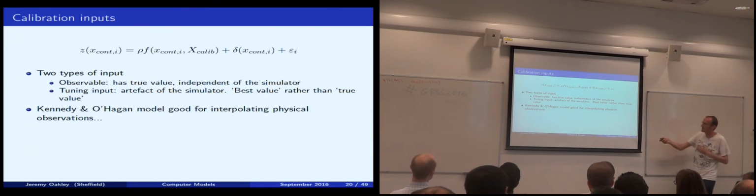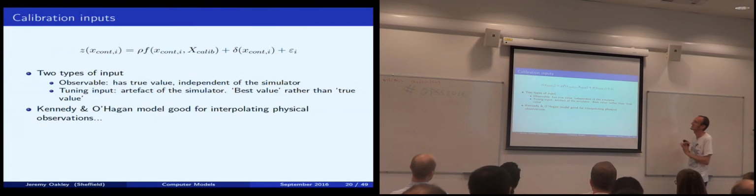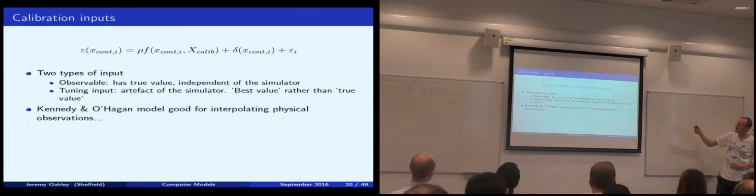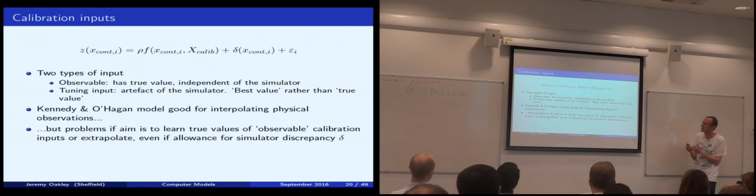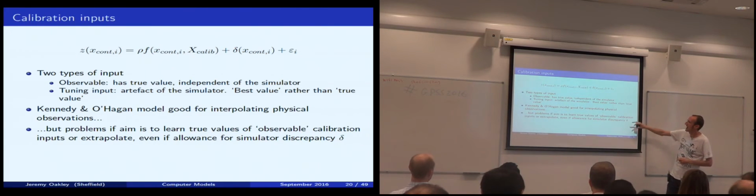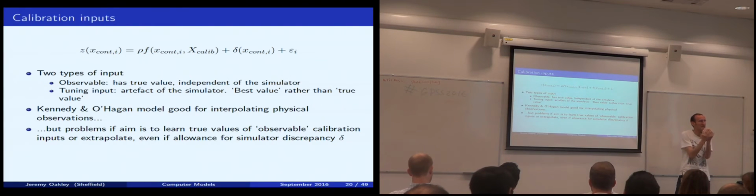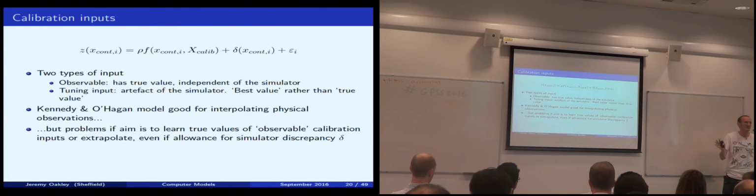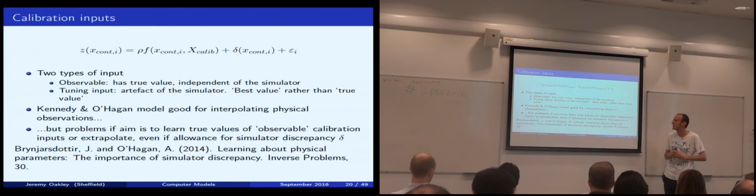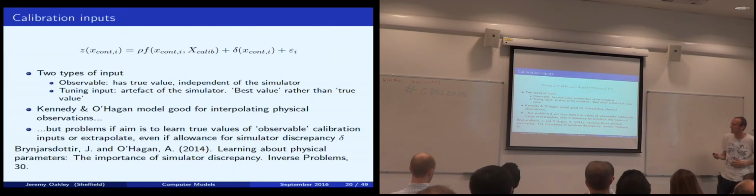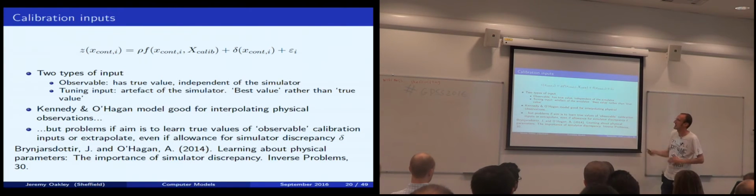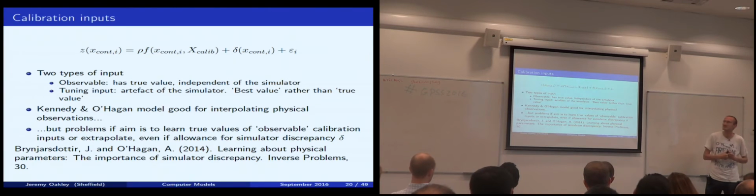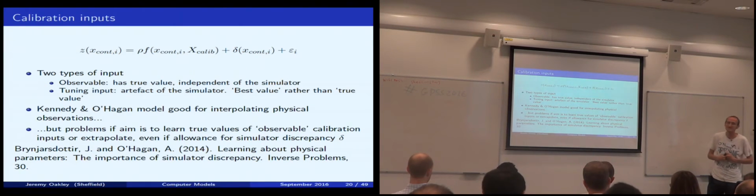And the Kennedy O'Hagan model has become very popular for this sort of calibration. It's really intended for interpolating physical observations, okay? But if you're trying to actually learn about observable, physically meaningful calibration parameters, or you're trying to extrapolate, then you've got to be very careful about how you specify that discrepancy, and naive zero mean Gaussian processes might not be up to the job. And there's a nice paper that talks about how, even within this model, things can go wrong when you're trying to learn about physical input parameters.